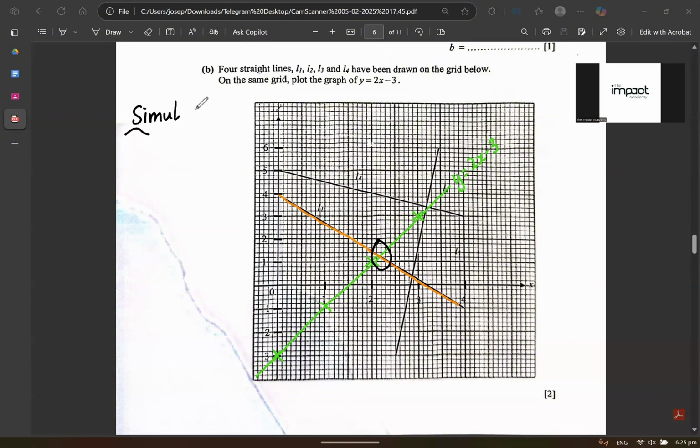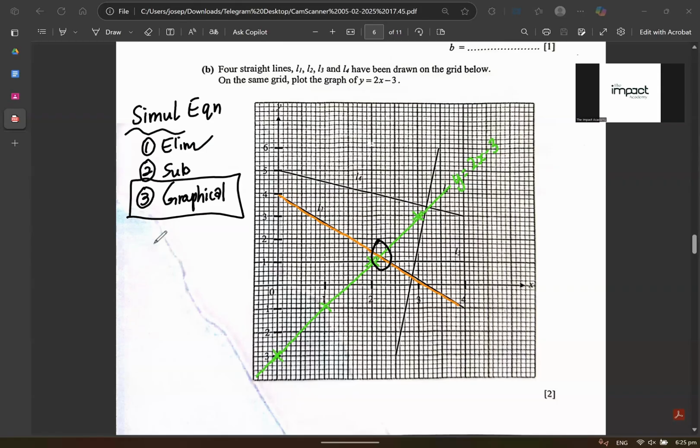How do we solve a simultaneous equation? There are 3 ways to do it. First one, eliminate. Second one, substitution method, right? Third one is called graphical. Understand? The moment you come to a graph question, when it comes to graphical, you always find the intersection point. Whatever that intersects is the answer. What do you think that is intersecting? This point over here. Can you see that? Can you see that point? Make sense?